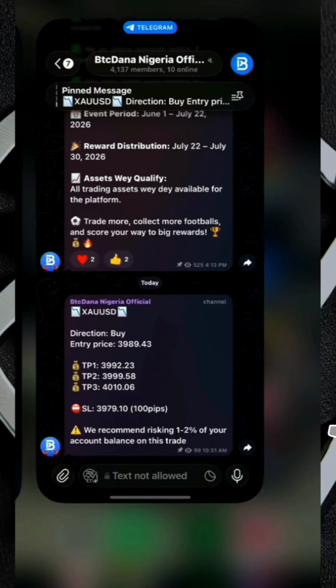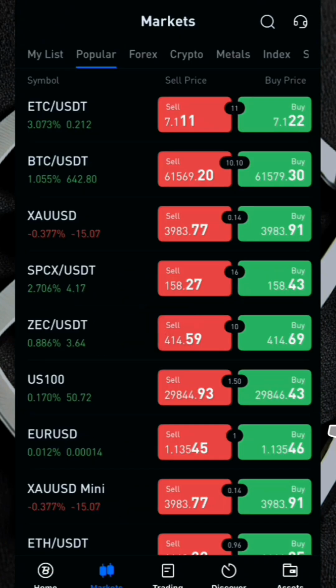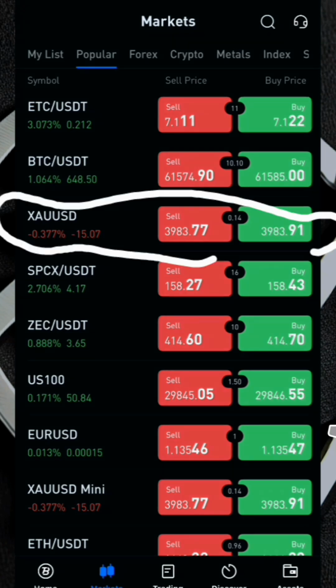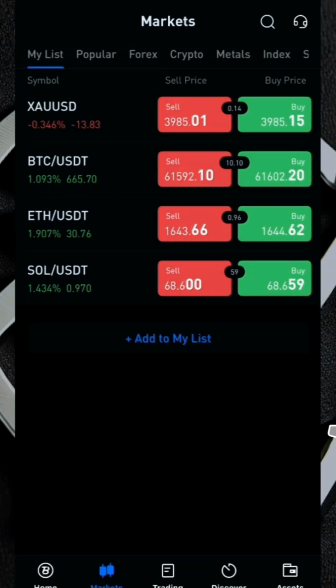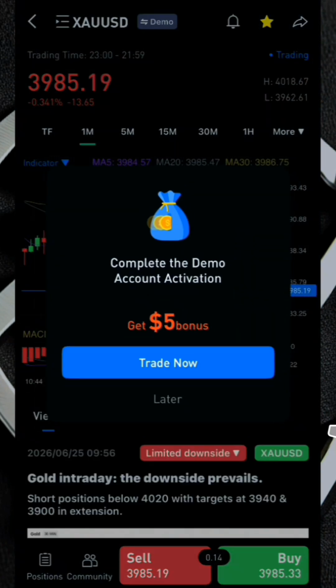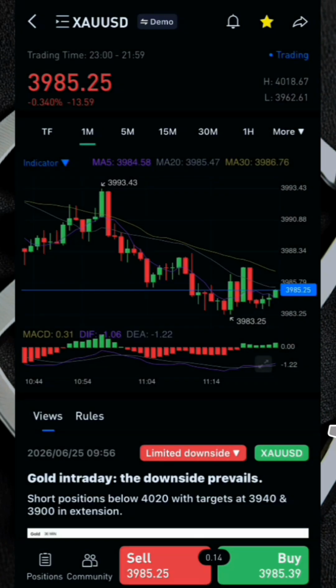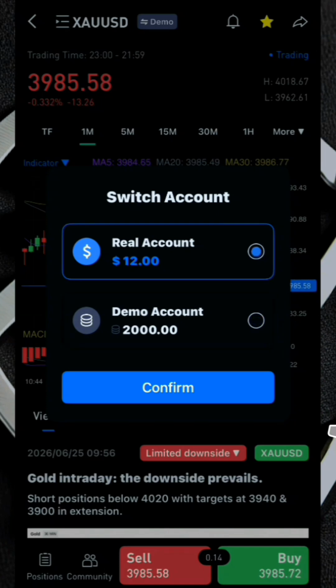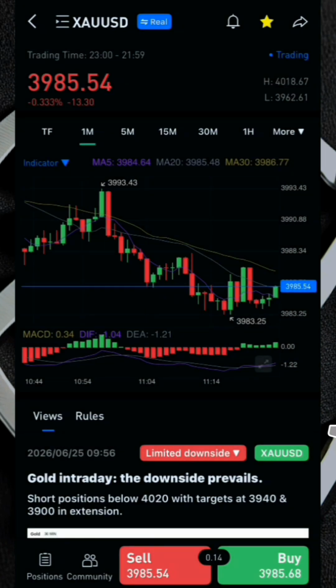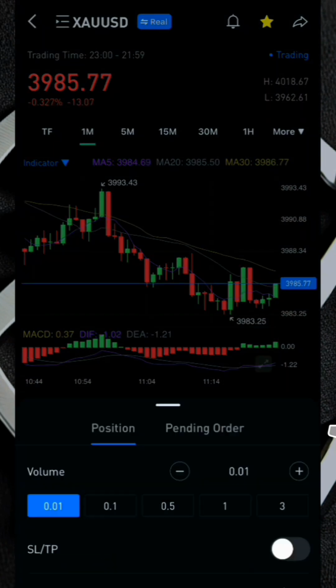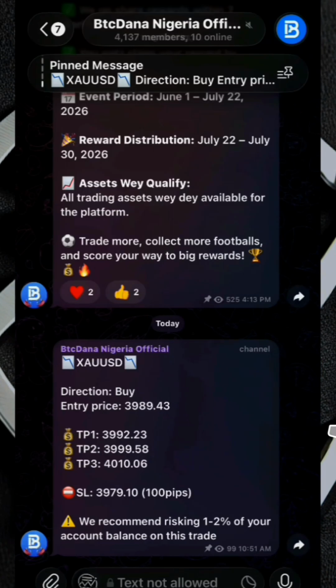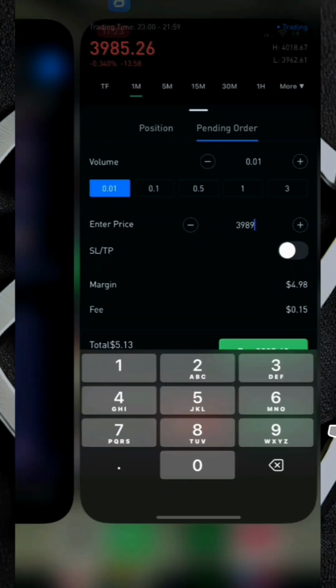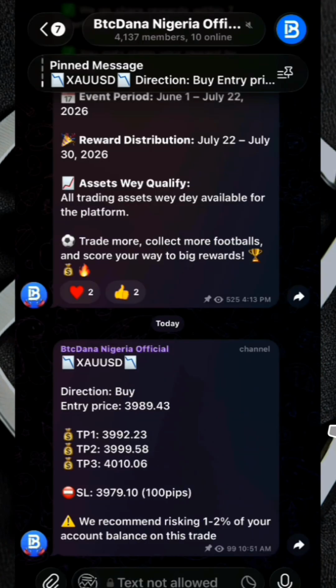Let's switch over to the BTCDana app. I'll go to the market section and search for the XAUUSD. So as you can see, I'll find XAUUSD, and now I'll open the trading page. As you can see, the market price changes continuously. Currently, the market price is at a rate of 3,985 USD, but it is changing rapidly. It's a forex pair, so it changes very, very rapidly. That's completely normal because financial markets move every second. The important thing isn't chasing every price movement, but following your trading plan and using proper risk management.